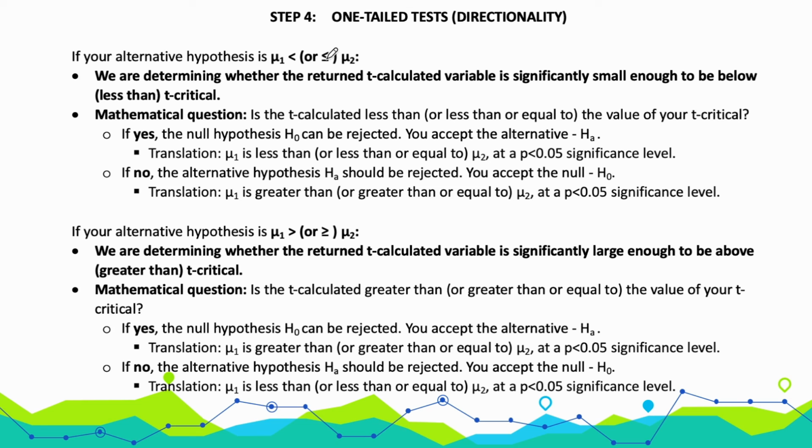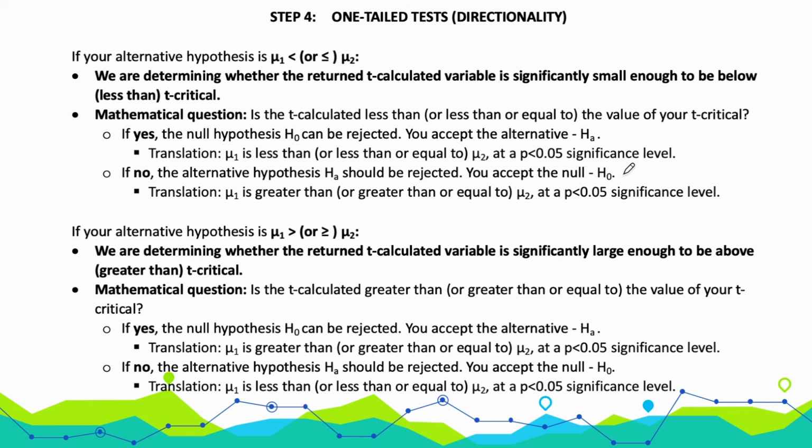Now, if your alternative hypothesis has this less than sign between mu1 and mu2, or less than or equal to, that means you're determining whether the returned t-calculated variable is significantly small enough to be below or less than t-critical. So is the t-calculated value less than or equal to the value of your t-critical? If yes, the null hypothesis can be rejected and you accept the alternative. The translation is that mu1 is less than or equal to mu2 at a p equals 0.05 significance level.